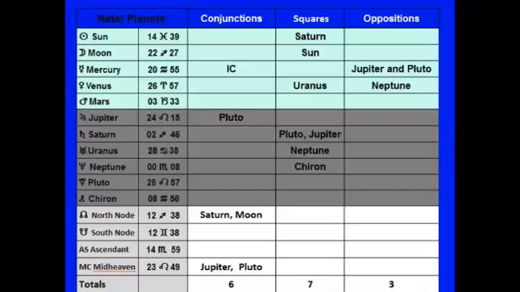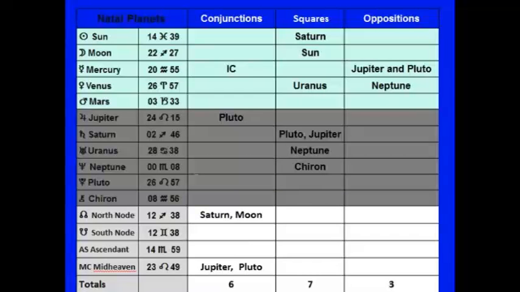After you've paused this recording and written in your oppositions, then we're going to look at how to figure out how many you have of each of them. So with the conjunctions, we've got the IC with Mercury, Pluto and Jupiter, Saturn and the Moon with the North Node, and Jupiter and Pluto with the midheaven. So 1, 2, 3, 4, 5, 6 conjunctions that we would write as our total.